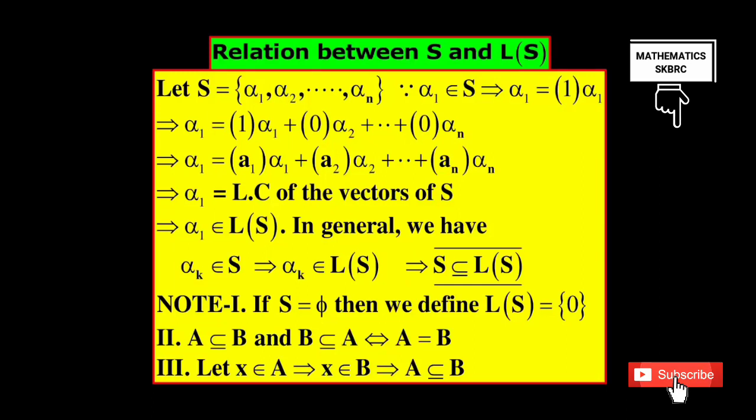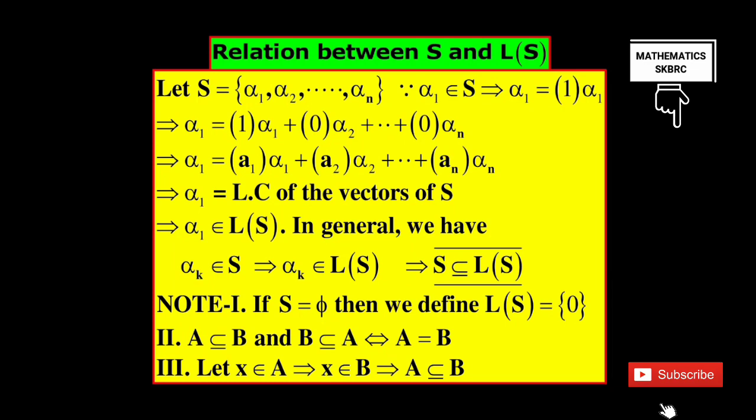What is the relation between a set S and the linear span of the set, L(S)? Consider a set S equal to the set of alpha 1, alpha 2, alpha 3 and so on, alpha n, where the order of S is equal to n. Since alpha 1 belongs to S, alpha 1 is equal to 1 into alpha 1, that is, 1 into alpha 1 plus 0 into alpha 2 plus 0 into alpha 3 plus and so on, 0 into alpha n.